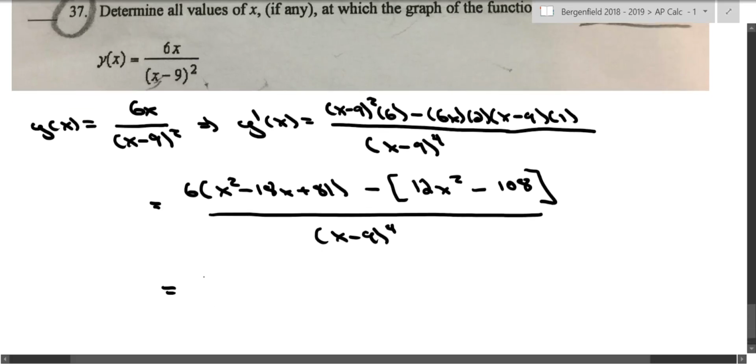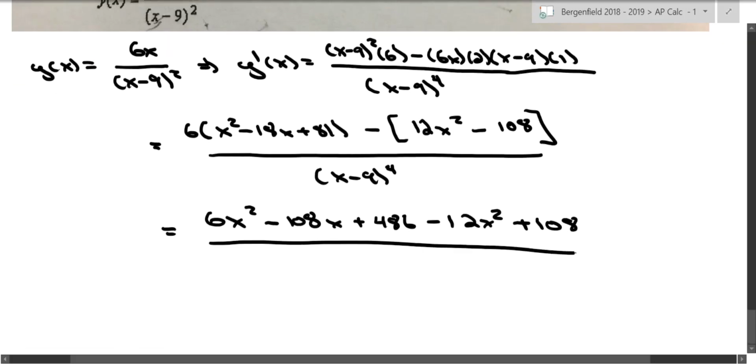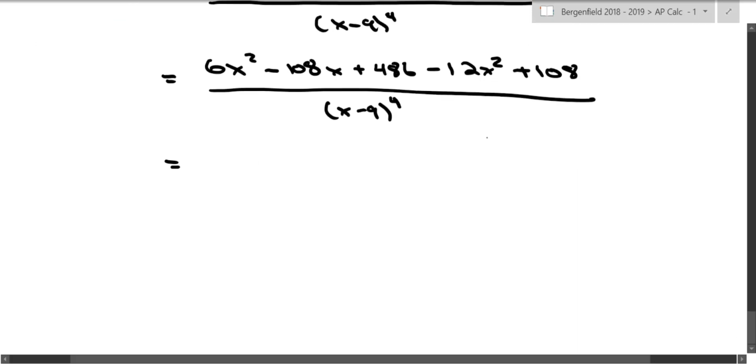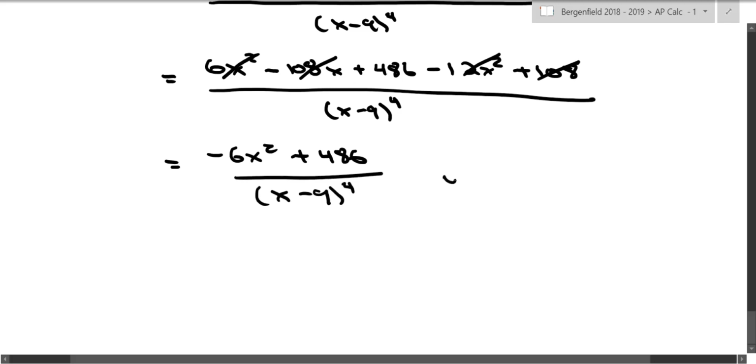Arithmetic is your enemy, be careful. So then I get 6x squared minus 6 times 18 is 108, carry the 1. Another 108, oh I like when that happens. Minus 108x plus 6 times 81, that's 486, a huge number, minus 12x squared plus 108. Go down a little bit more. And then we're left with (x minus 9) to the 4th. Okay, so we'll cancel this guy, we'll cancel this guy, and we're left with something like 6x squared, oh no, I'm sorry, a minus 6x squared, this guy and this guy, plus 486 all over (x minus 9) to the 4th. Wow, that was a good one. Okay, I don't know if I'm right. We'll have to check our work in a minute.